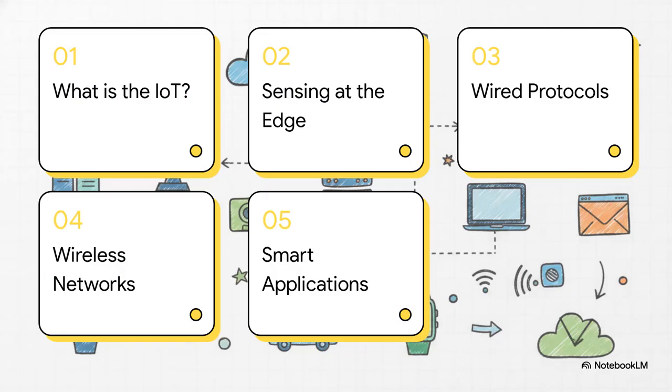Here's a quick look at our roadmap for today. First, what exactly is the IoT? Second, sensing at the edge. Third, wired protocols. Fourth, wireless networks. And finally, we'll look at some smart applications.